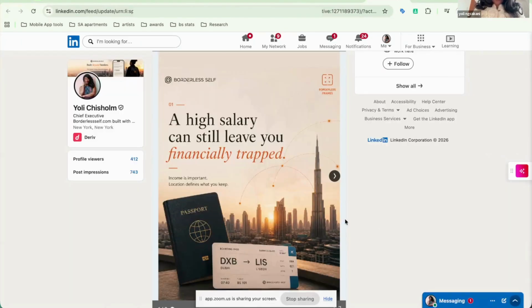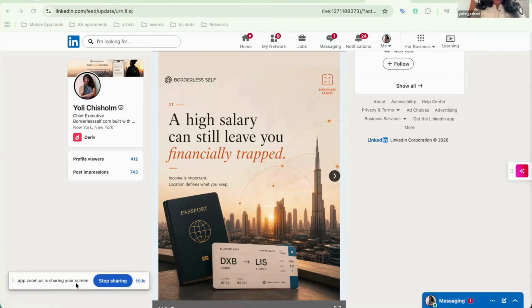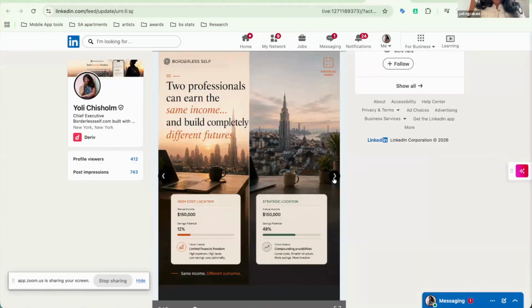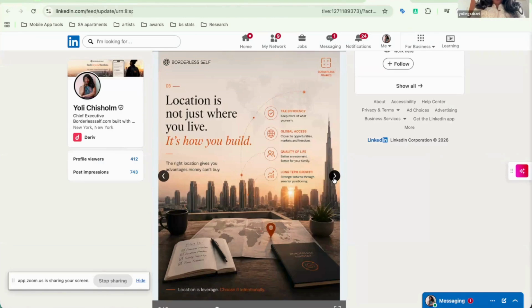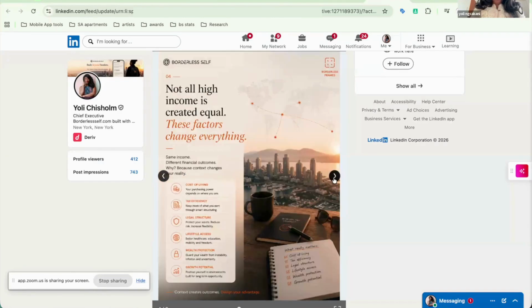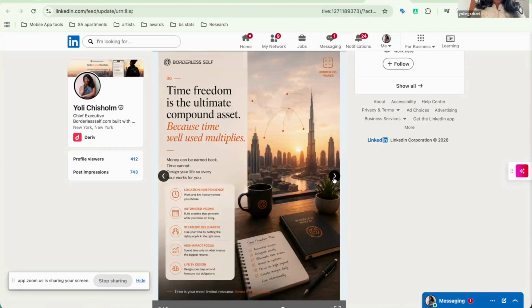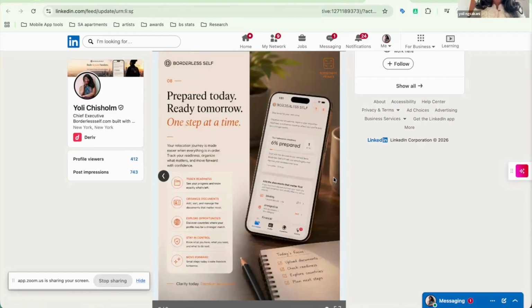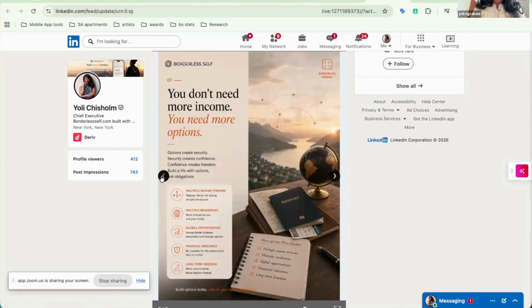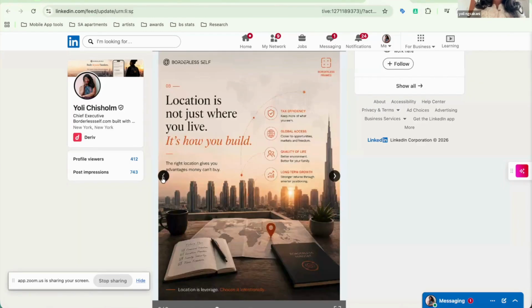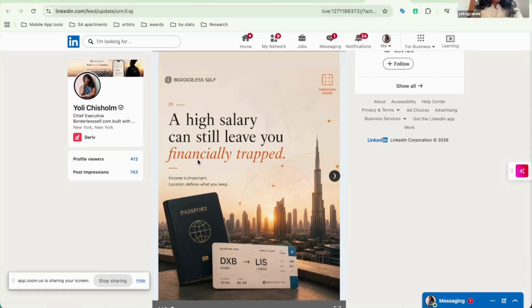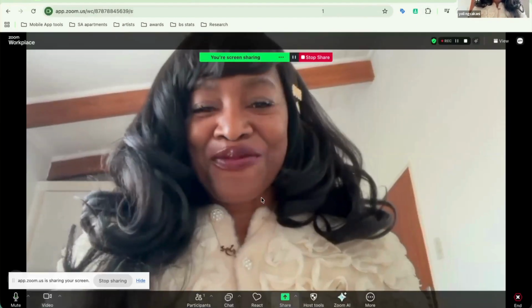So here is the LinkedIn ad, which is essentially a carousel talking about geographic arbitrage. You can see the branding is actually starting to come together. And this was a boost of an article that I had written. "A high salary can still leave you financially trapped. This is why you want to be a borderless self."